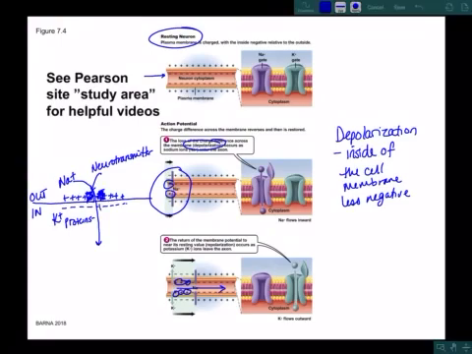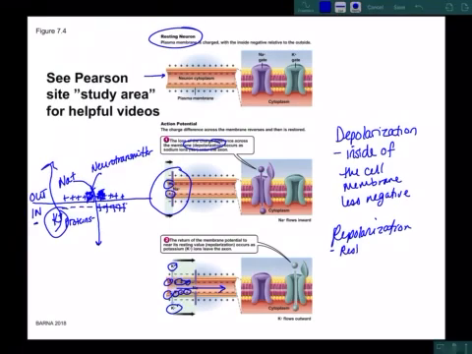Now, because sodium is coming in, this is becoming positive, what's going to happen is we need to restore the inside of the cell to its negative roots, and so what's going to happen is potassium's going to leave. And so you can see potassium leaving right here, and that's restoring the negative value right there. And so that is called repolarization. And repolarization is the restoration, the restoring of the resting membrane, and I'm going to put negative value, the negative value inside.